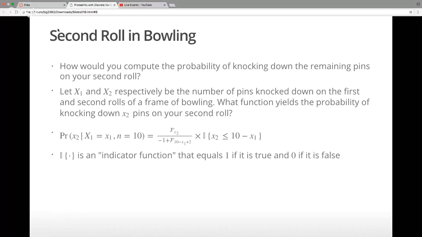Yes. That is true, but even let's say you knock down 7 on the first, what would be the probability of knocking down 8 on the second? Right. So we need to multiply it by something that's 0 when an impossibility happens, just to make sure that we're confining our positive probabilities to things that can actually occur under the rules of bowling. Questions about that?